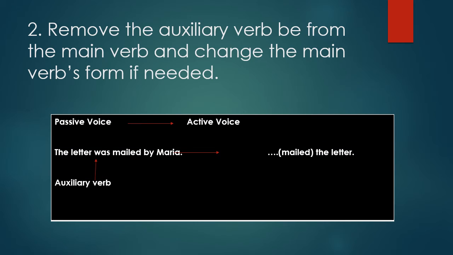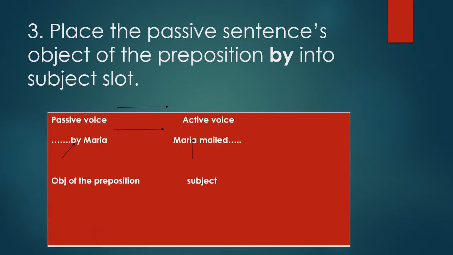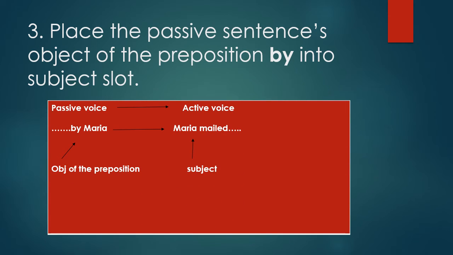Here, the letter was mailed by Maria. There is an auxiliary verb that we are using in the passive voice sentence, but in the active voice sentence we are using the second form of verb, so there is no need to use any auxiliary verb with the main verb. Third step is place the passive sentence object of the preposition by into the subject slot. Here, Maria is the object of the preposition, but it will become the subject of the active voice sentence.